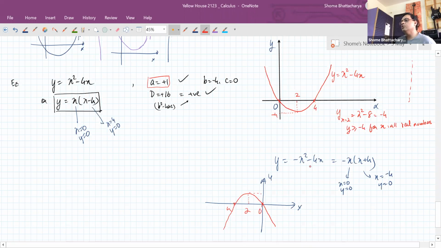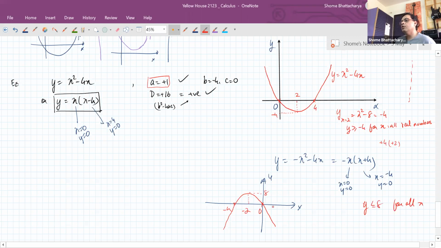Okay, and you can check out the values also by just taking values. So when x equal to minus 2, what is the value of y we will get? It will become minus 4 into plus 2, so 8. So that means y will be less than or equal to 8 for all x.